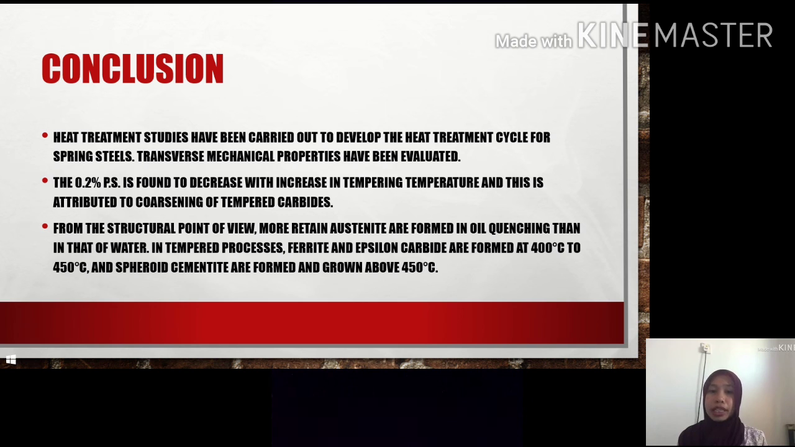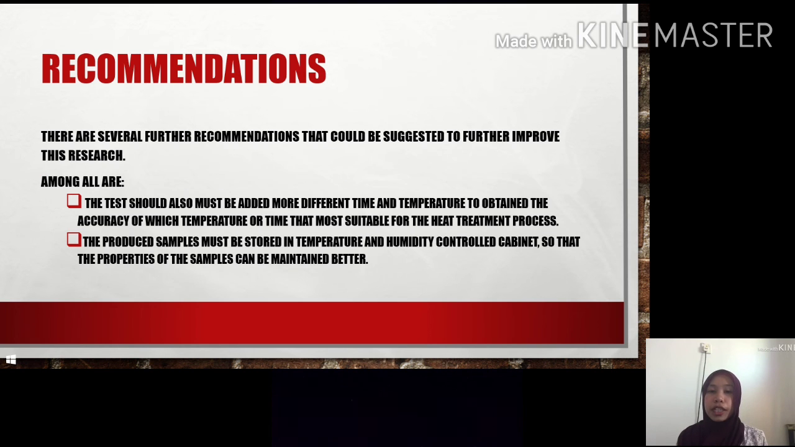My recommendation to improve this research is that the test should be extended with more different temperatures and times, to obtain accuracy on which temperature or time is most suitable for the heat treatment process. The produced samples must also be stored in a temperature and humidity controlled cabinet so that the properties of the samples can be better maintained. Okay, that's all from me.